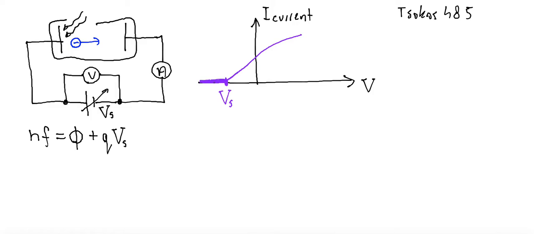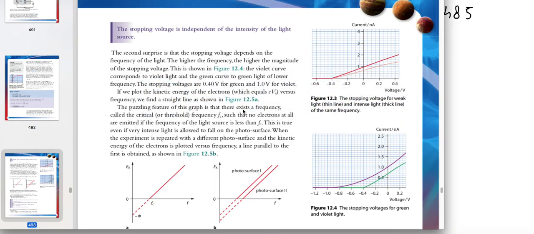Okay, so the graph looks like this. If no external voltage is delivered to the circuit by the power supply, this is 0, then current of course flows. There must be a certain voltage delivered to the surface to stop these electrons in the circuit, and this voltage is called the stopping voltage. Okay? So now let's imagine that we have the first graph. I'm talking about the first graph.